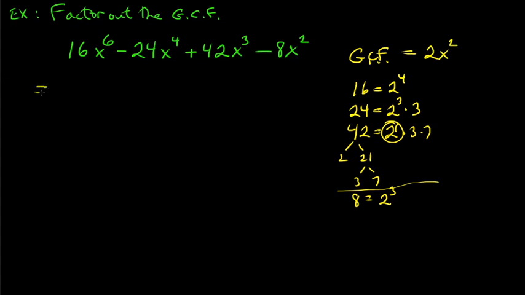So let's factor that out. And now we just divide. 16 divided by 2 is 8. x to the 6 divided by x to the 2 is x to the 4.